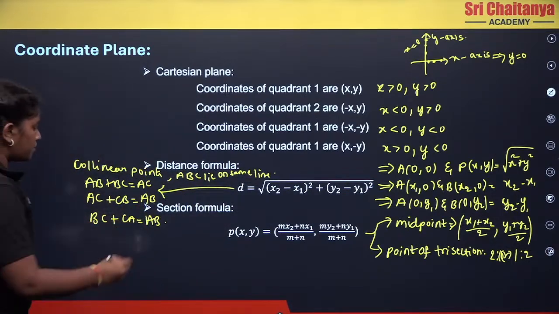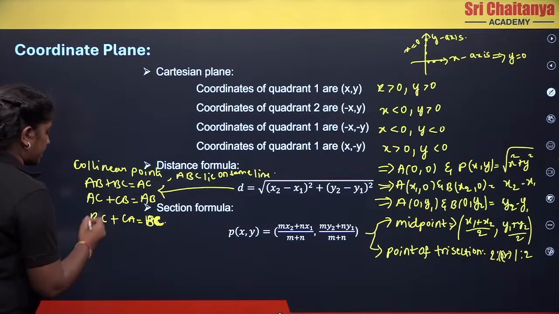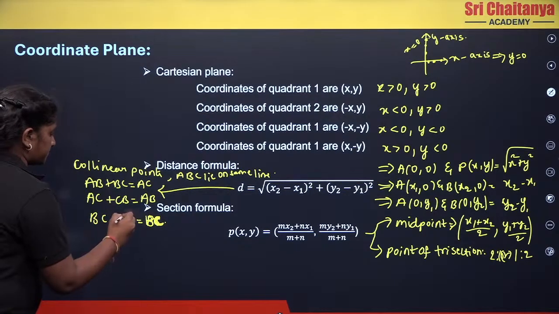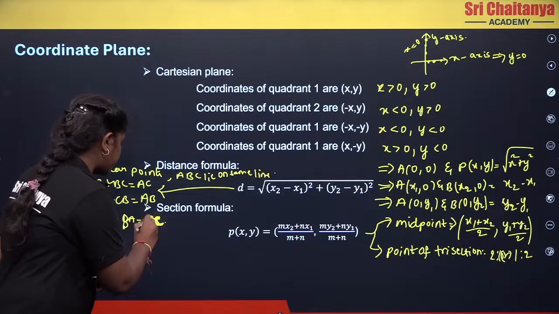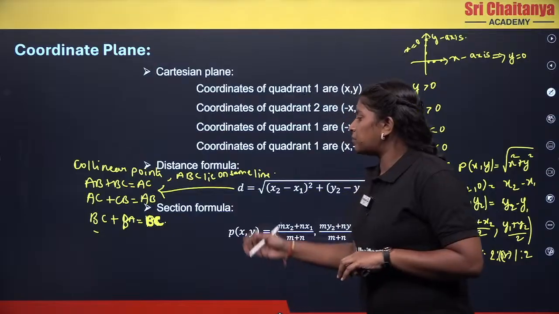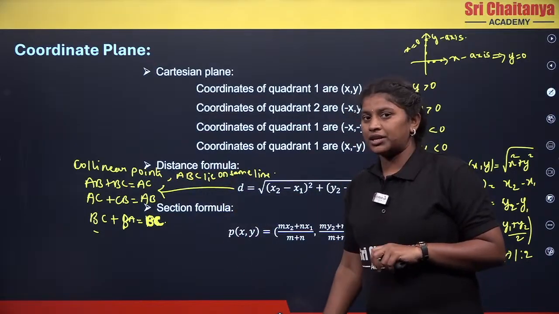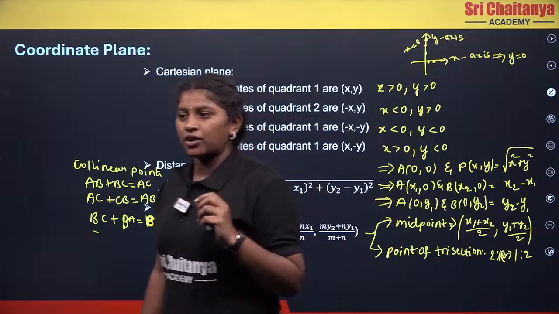So this becomes your BC. So BC in the sense we will be getting AB + BC, so BC + BA will be giving you BC. So when we are talking about the collinear points, we will be considering the three conditions. You have to verify whether any of the conditions is satisfied or not.